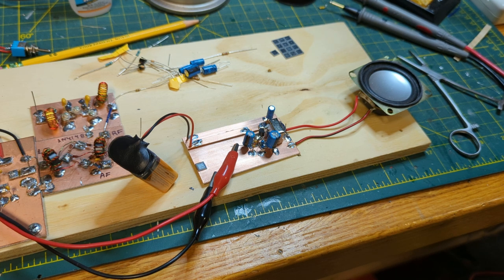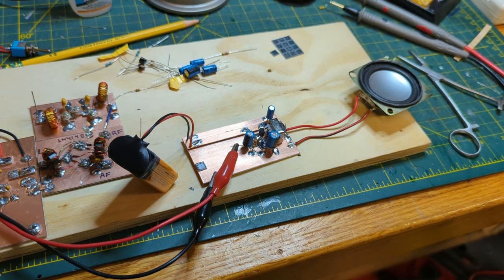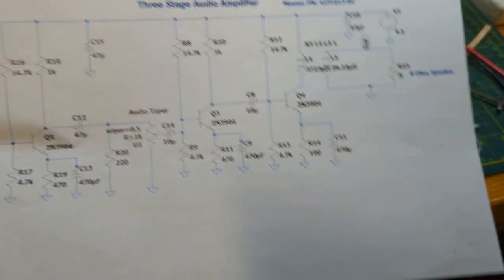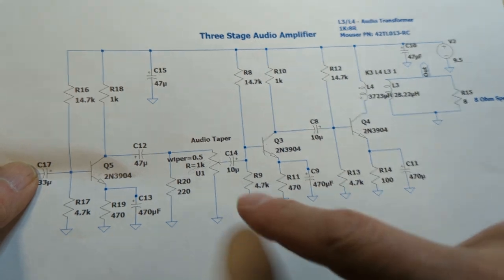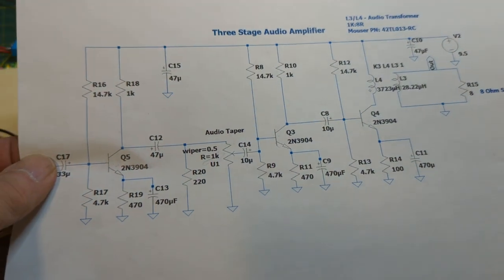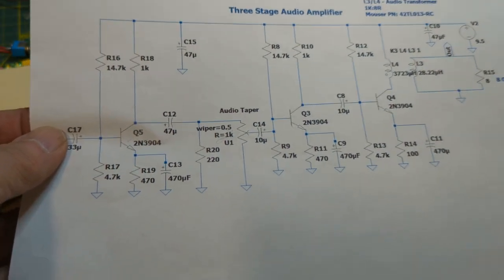So the next thing to do is to build the Q3 stage and the volume pot.